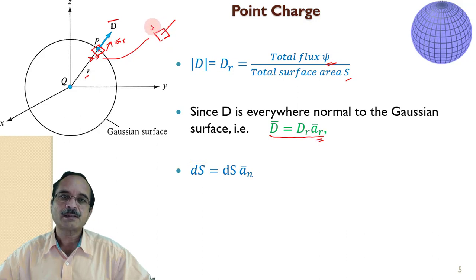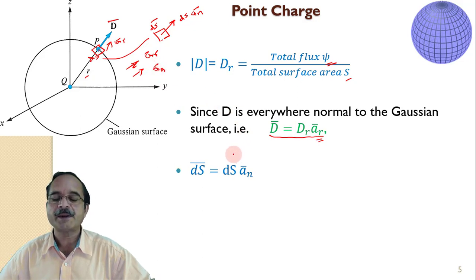This ds is a vector quantity, and the direction of this ds is always normal. So ds is the magnitude and an indicates its direction. So this is an here. In other words, this ar and an, corresponding to the differential surface, are both in the same direction.